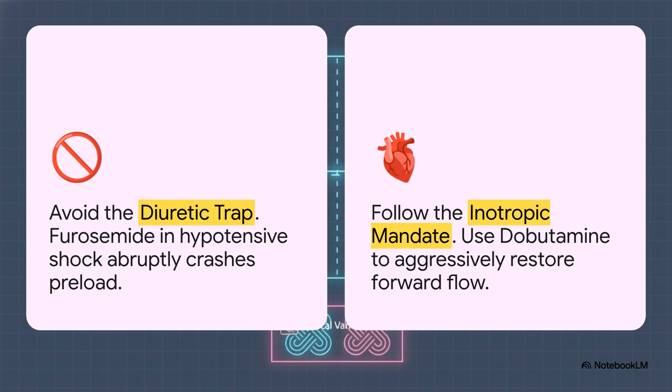Instead, you have to follow the inotropic mandate. You need to administer an inodilator, like dobutamine for beta-1 agonism or milrinone for PDE3 inhibition. The goal is to aggressively increase myocardial contractility and stroke volume. You absolutely must restore forward flow before safe diuresis is even an option.